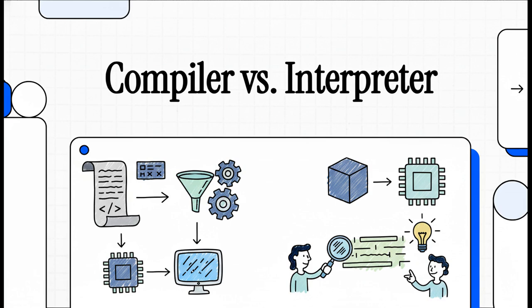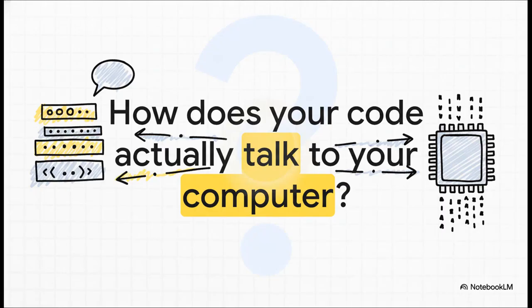Let's get into it. So let's start with the most fundamental question of all. You've got these lines of code, right? But your computer's processor, the brain of the whole operation, doesn't speak Python. It doesn't speak C++. It speaks in ones and zeros. So how in the world do we bridge that massive communication gap?